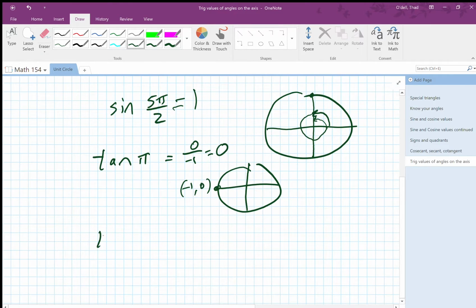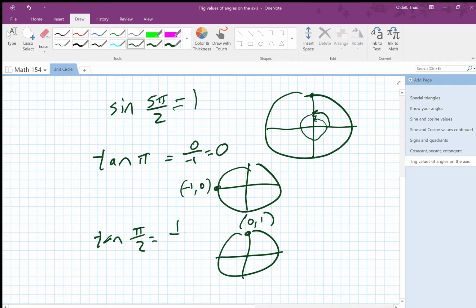Notice if we would have done tangent of pi over 2, or 90 degrees, that would be right here. We know the coordinate is (0, 1). So since sine is on top, that'd be 1 over 0. And of course that's a problem, we can't divide by 0. So at pi over 2, tangent is going to be undefined.